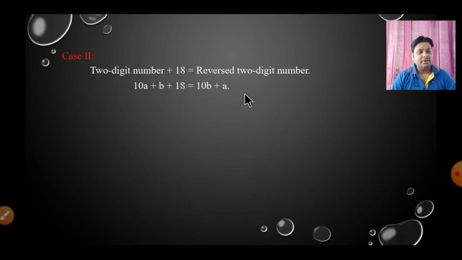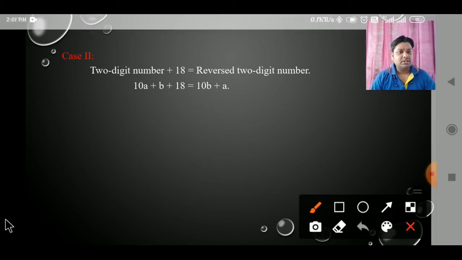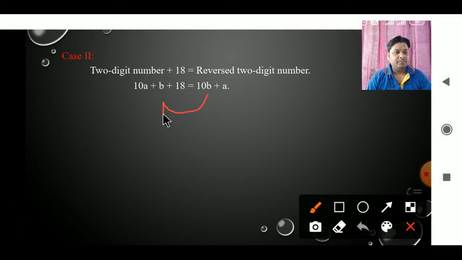Again we will keep all the variables in LHS and all the constant terms in RHS. It means we can take 10b here and a also here. The sign will also change, and 18 we will keep here because it is the constant term.